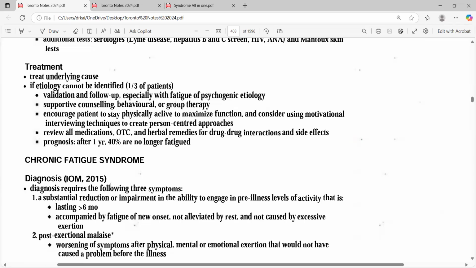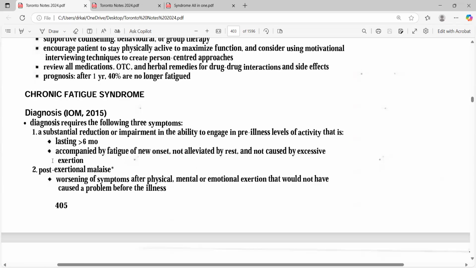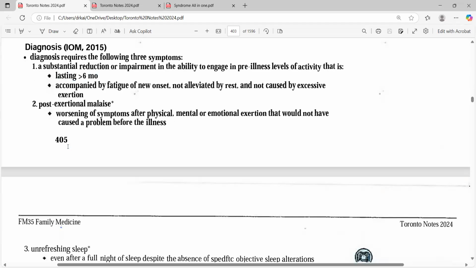Then chronic fatigue is also one of the things, because it can come in the differential diagnosis of fatigue. The difference is that if it lasts for more than 6 months, then it becomes chronic fatigue. Then usually, how do we start the treatment? Please keep it in your head.